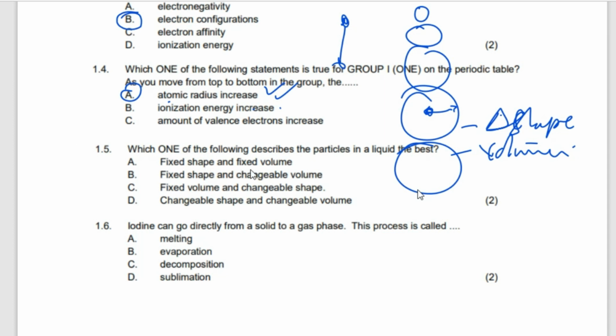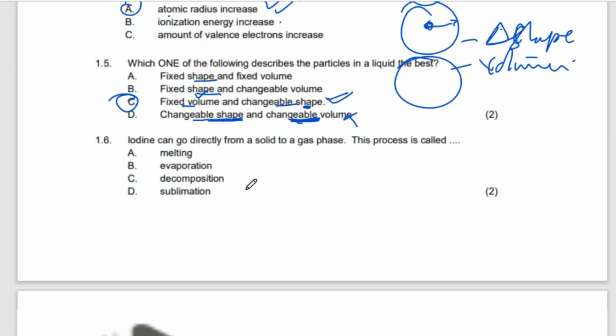So let's go. Fixed volume, fixed shape, no. Whenever there is fixed shape, it is out. Fixed volume, correct. Change the shape, correct. The shape is changing, but the volume is also changing? No, this is for gases. So it means that the answer is C.